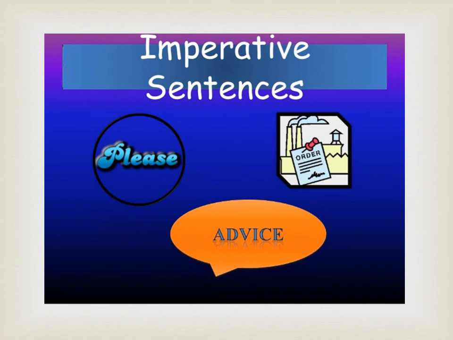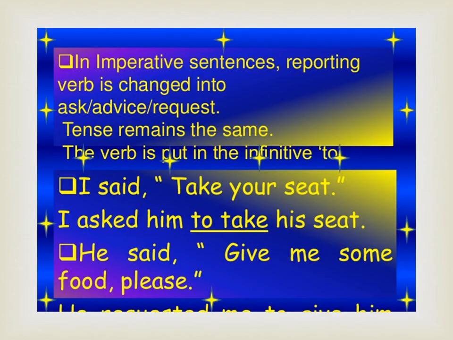So, what is meant by imperative sentences? Imperative sentences are when we give any advice, when we say please, when you order. In imperative sentences, the reporting verb is changed into asked, advised or requested, when you ask something, advise someone, or request someone. So the tense here remains the same, children. There won't be any change in the tense. The verb is put in the infinitive, to. So the first sentence: I said, "Take your seat." I asked him to take his seat.